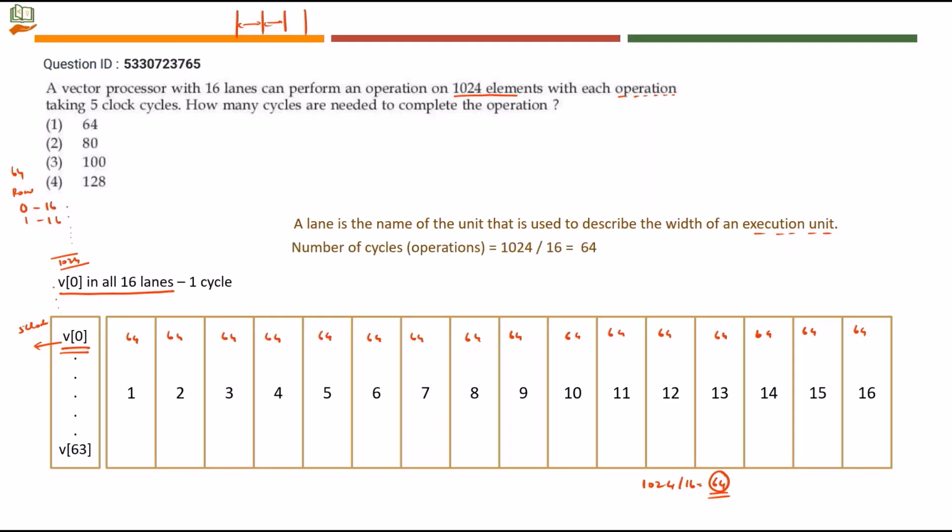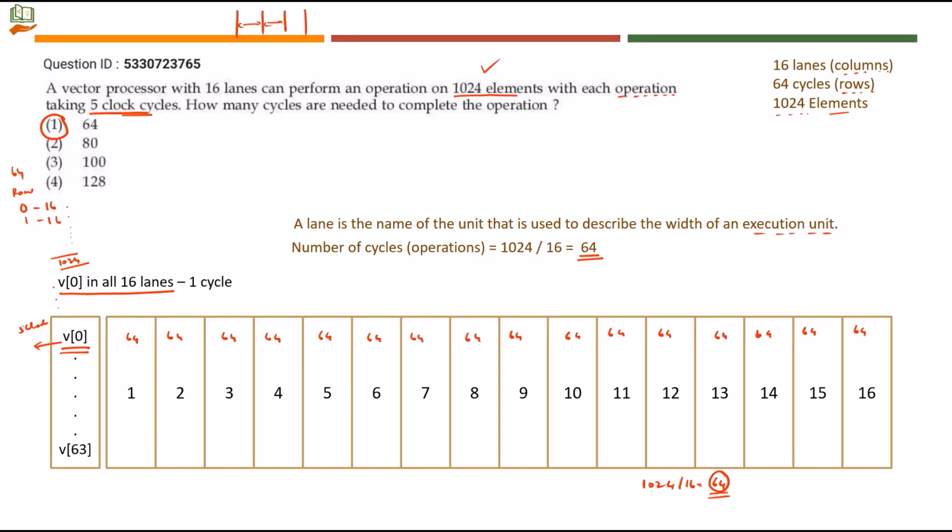So the number of cycles, otherwise called operations, is equal to 1024 divided by the number of lanes, which is equal to 64. Option number 1 will be the right answer. You can take this as 16 lanes which are columns and 64 cycles which are rows. Altogether you will have 1024 elements as mentioned in the question.